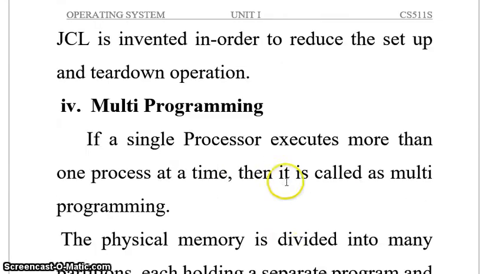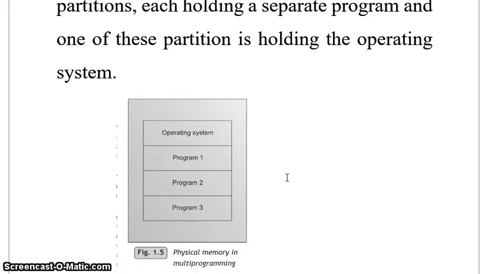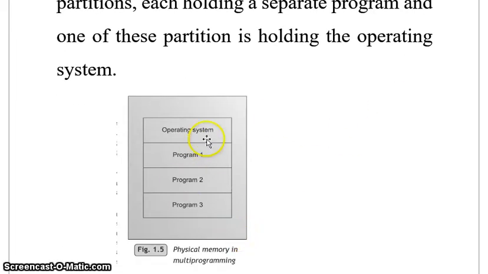Next one is multi-programming. Multiprogramming is a very important concept in operating systems. If a single processor executes more than one process at a time, then it is called multiprogramming. So if you take your physical memory, this is your physical memory. Already we have seen this in the kernel, or you might have seen the booting concept. Your main memory, or physical memory, is divided into one part, which is your operating system part, and the other part, the user part. This part is held by the operating system.